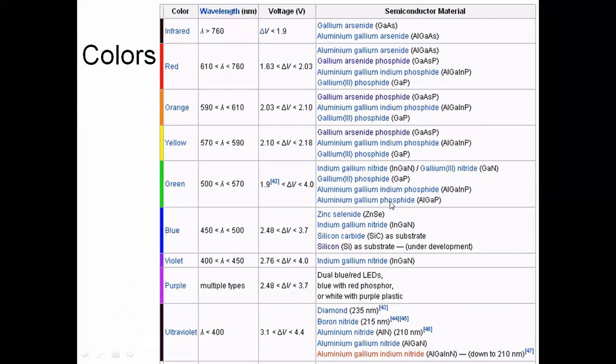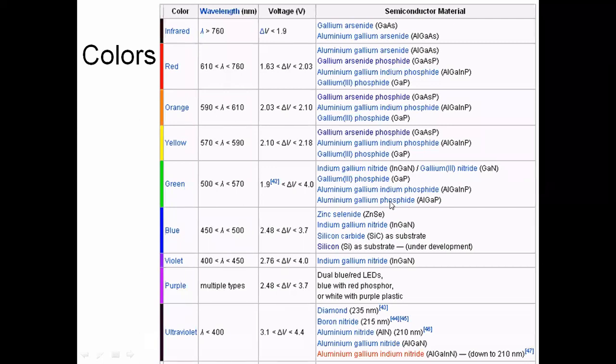So if you see here in this type of LED, the wavelength is increasing from ultraviolet to infrared, isn't it? Infrared shows the higher wavelength, it is 760. And now if you see the voltage, for ultraviolet it is 3.1 to 4.4. If you see the chart, for this type of LED we need a higher voltage. The higher voltage is required at the ultraviolet, so it is 3.1 to 4.4, isn't it?